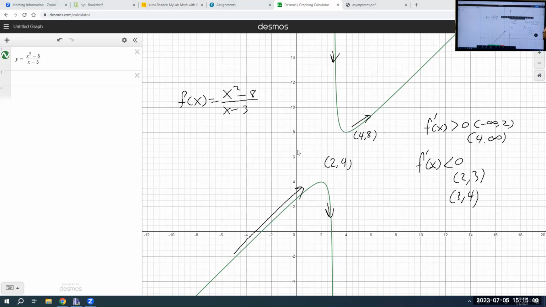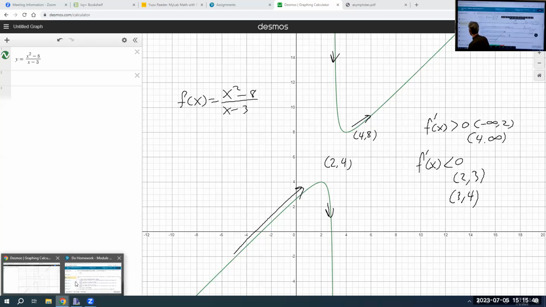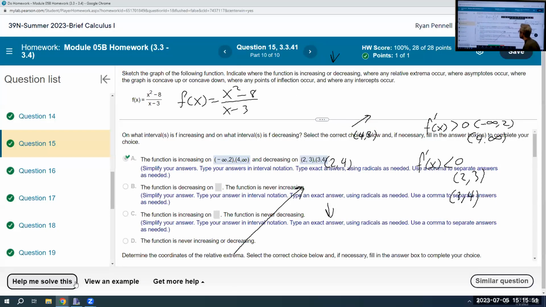So that's increasing, decreasing. We could take the derivative, set it equal to 0, plug in our points, and do all that, but if we can use a graphing calculator as well, that speeds the process up quite a bit. So the function is increasing from negative infinity to 2 and also from 4 to infinity. It's decreasing from 2 to 3, where 3 is our vertical asymptote, and from 3 to 4.